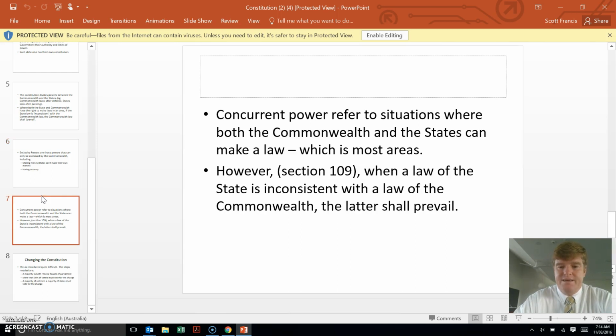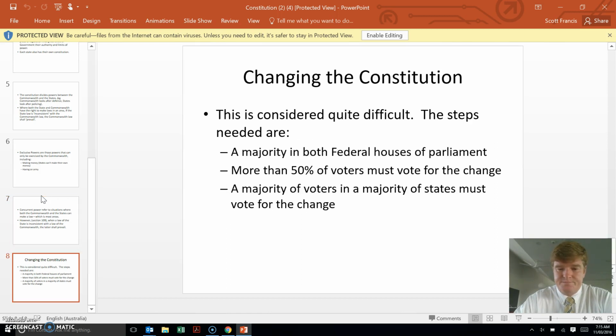And the third is the concurrent powers, which is where both the Commonwealth and states can make a law, but Section 109 of the Constitution says that when the law of the state is inconsistent with the law of the Commonwealth, it's the Commonwealth, so the federal government, the Parliament in Canberra, the Australian Parliament, that shall prevail. And it's not easy to change the Constitution. You need a majority of voters in a majority of states. The double majority is what's often referred to.